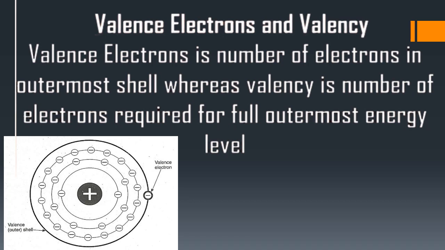Now what is valency? Students, the valency of an element is related to how many electrons are present in the outermost shell. So in this example you can see that 1 electron is present in the outermost shell, which means the valency of this atom will be 1.